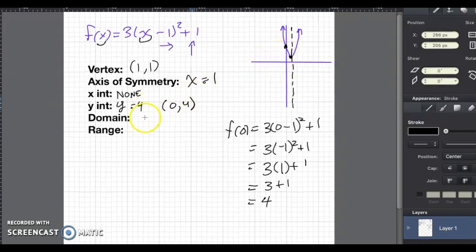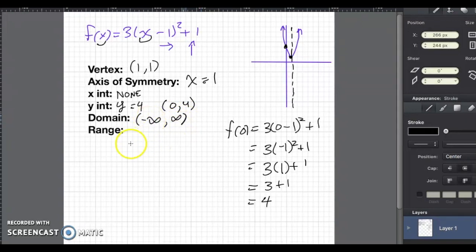Okay, domain we should already know. Domain in this case, we go negative infinity all the way to positive infinity. This graph goes all the way in the negative direction, right? If we're walking along the graph, we can always find an x value up into infinity, right? So it's going to be negative infinity, comma, positive infinity, right?